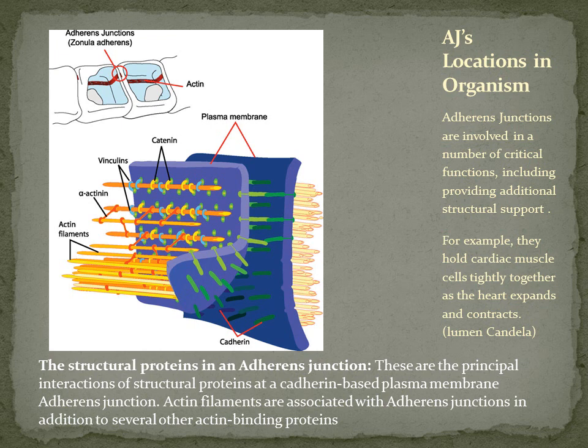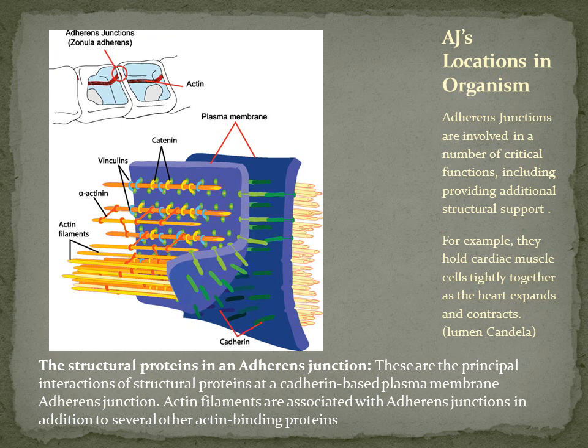So the structural proteins in the adherens junctions, these are the principal interactions of structural proteins at a cadherin-based plasma membrane adherens junction. Actin filaments are associated with adhesion junctions in addition to several other actin binding proteins, which is basically what I just said a few minutes ago, just a little more scientific.